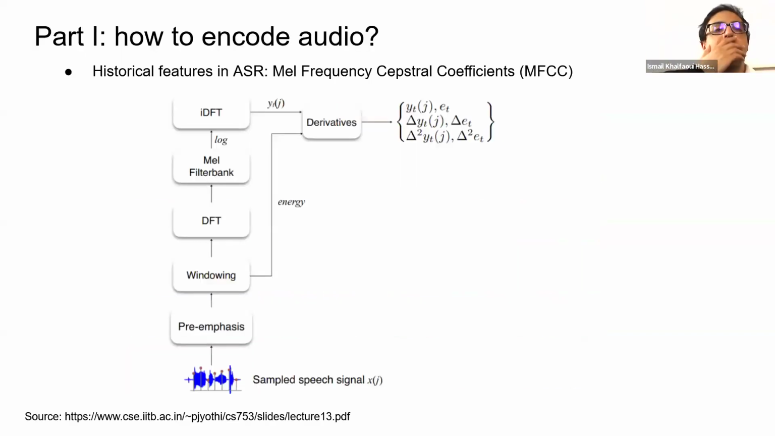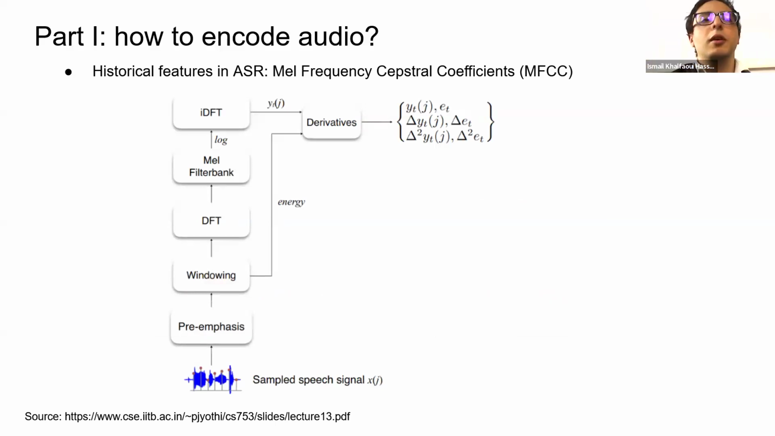Okay, so how now to encode audio? We have seen that you could encode the data points from the raw signal of audio, but also you could perform a Fourier transform on the signal and obtain a spectrogram out of this.